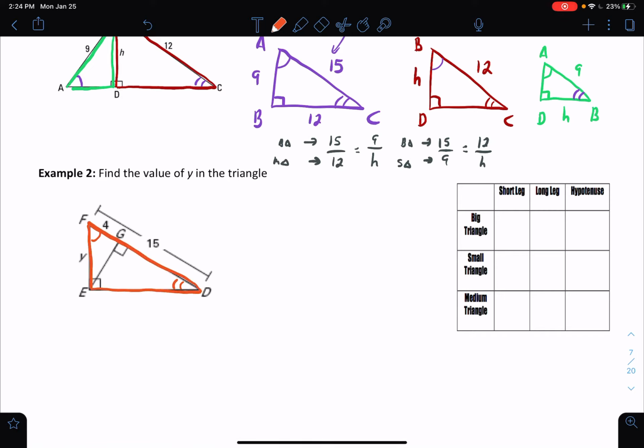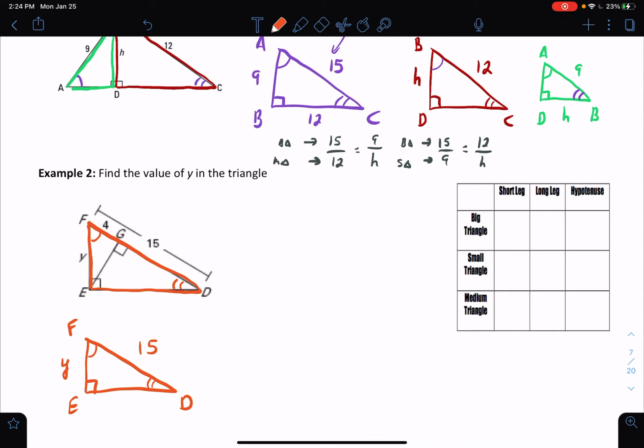In that big triangle. So if I need to draw that separately, I've got triangle F, E, D. FE is y, and then FD is 15, and I don't know ED. Angle F is 1 swoop. Angle D is 2 swoops.